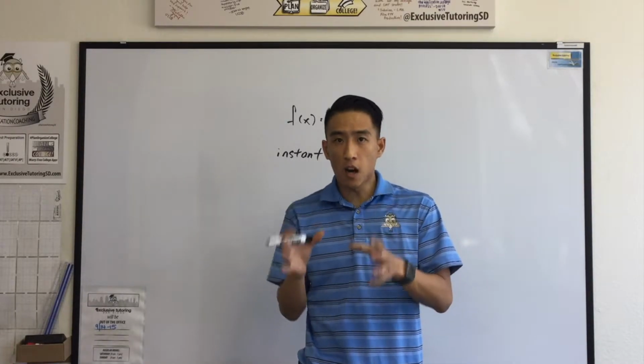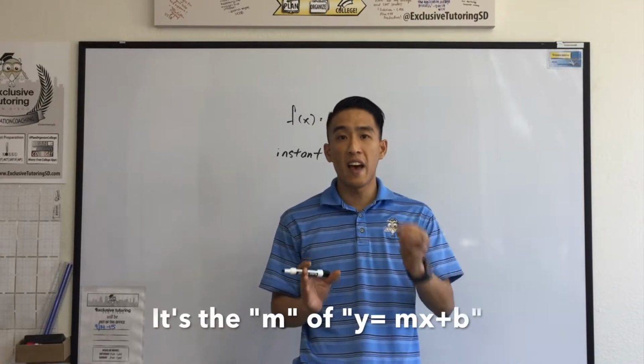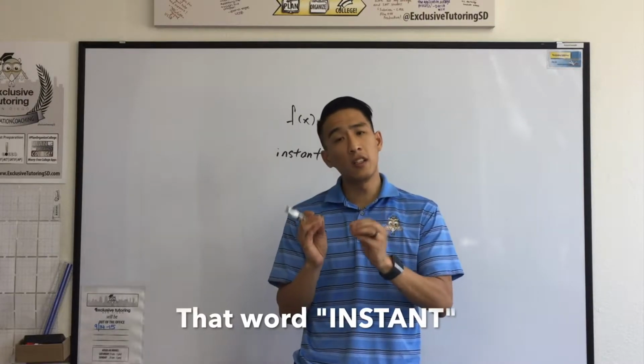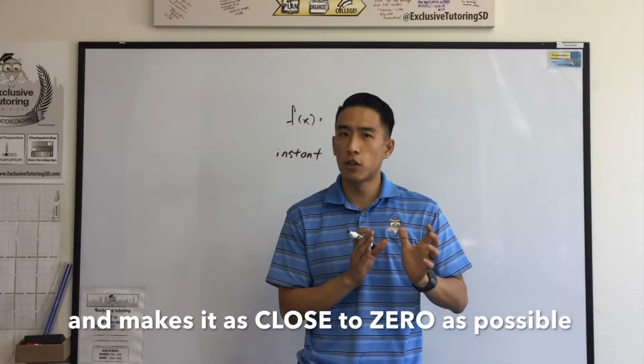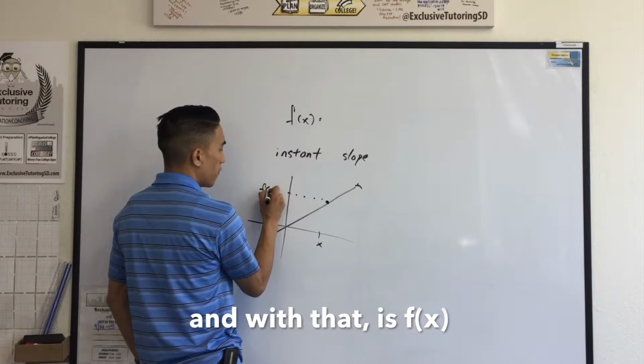So what does that mean? The main concept in calculus is slope. It's just y equals mx plus b, that m, rise over run. What we need to know is that that word instant changes that run and makes it as close to 0 as possible. You may have a value of x, and with that is f of x.